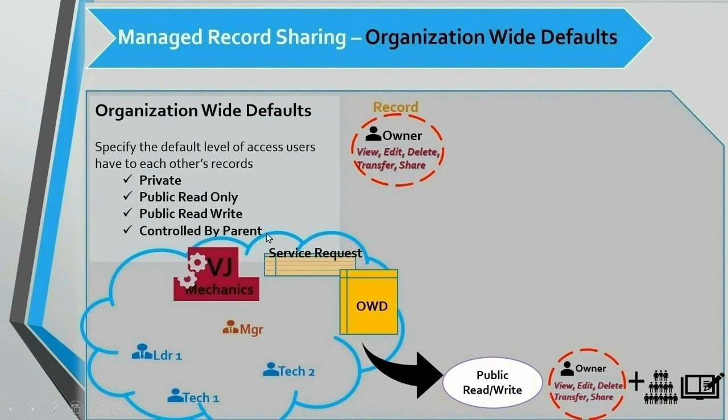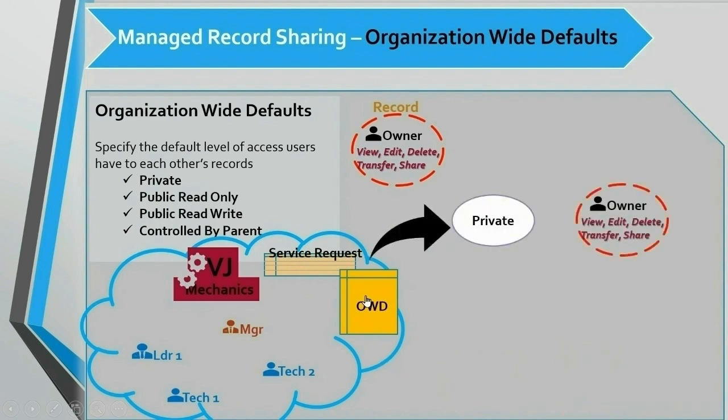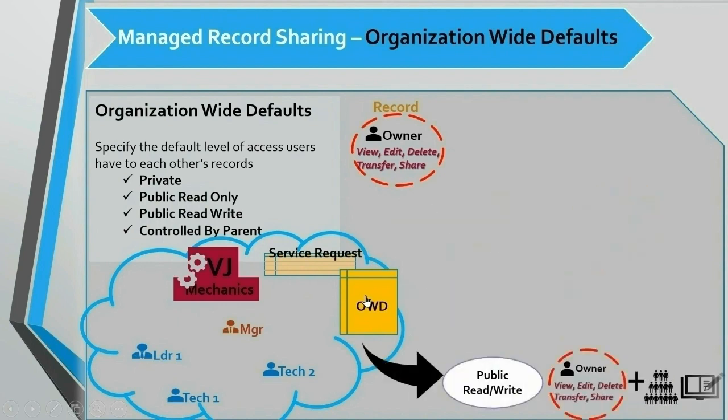Controlled by parent is only applicable to child objects. When we have a master-detail relationship on the objects, only the detail objects will have this option, controlled by parent. On the parent, we would have the private, public read only and public read write options. At a given point of time, on the parent object, we can only configure one of the options, that is private, public read only or public read write. Now let's deep dive into each and every option of the OWD.